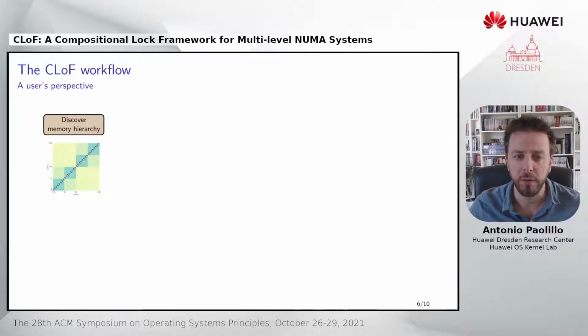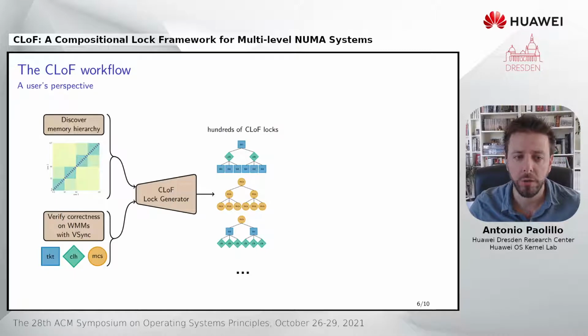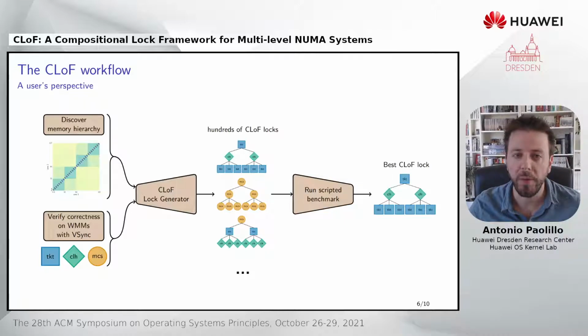This is how CLoF is used. Using the heat map presented previously, we define the hierarchy suiting the target platform. We pick a set of basic locks that are not NUMA-aware. These are verified and optimized for weak memory models with vsync, a tool we developed in a prior work. According to the specified hierarchy, the CLoF lock generator is then able to compose these basic locks into multi-level locks that are correct by construction. Hundreds of such combinations can be created. We evaluate them all in a scripted benchmark. Finally, we select the best performing combination for the target platform.